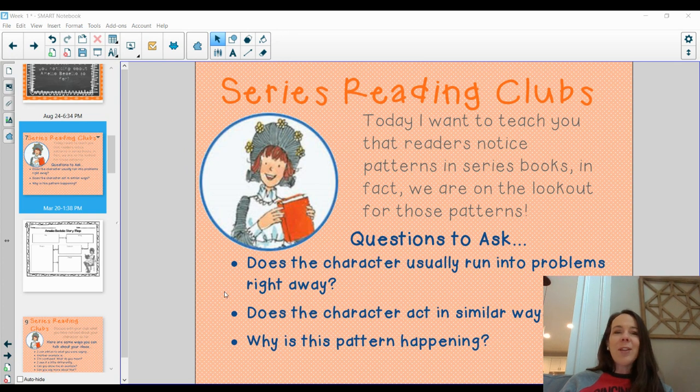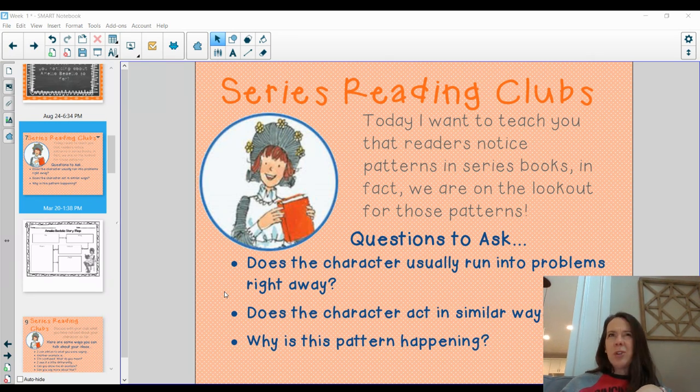So let's think about the second question. It says, does the character act in similar ways from book to book? Well, I know that in the first book, she was getting things confused. They were meaning something to be one way, and Amelia Bedelia was taking the other way to interpret those words. So when they were using homophones, she was using the wrong homophone. When they were using idioms, she was taking it literally instead of figuratively.